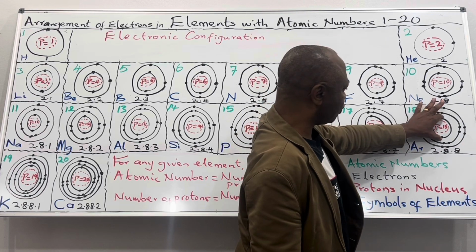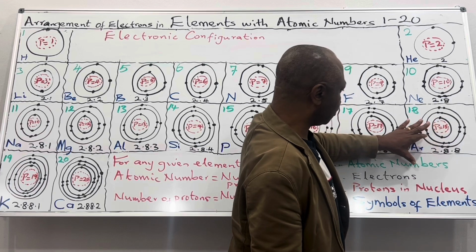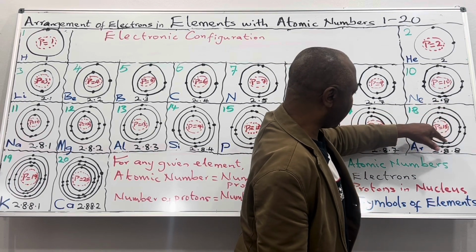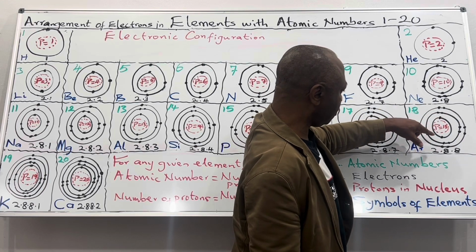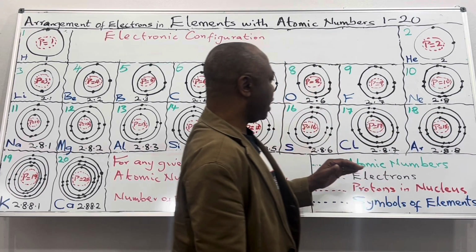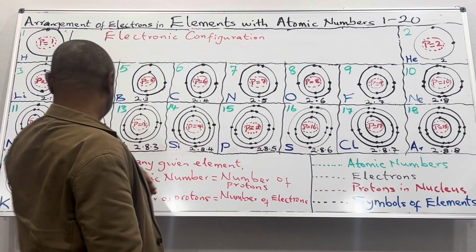With atomic number 18, argon has 18 protons and 18 electrons. The first shell takes 2, the second shell takes 8, and the last shell takes 8. With 8 electrons in the outermost shell, argon is completely filled. Any other electron that comes up will have to go to a higher shell.